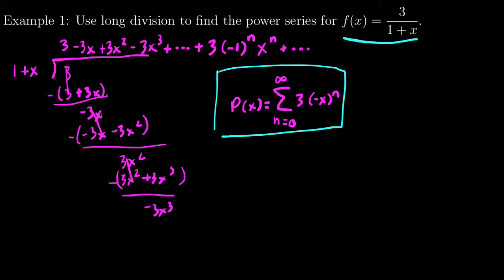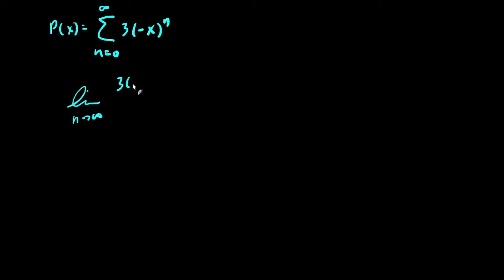So we see that my power series, so p of x, is equal to the sum, as n goes from 0 to infinity, of 3 times negative x to the n. And if I want to see where this converges, the interval and then the radius of convergence, I can do the limit as n approaches infinity of the n plus first term, so 3 times negative x to the n plus 1, divided by the nth term, 3 times negative x to the n.